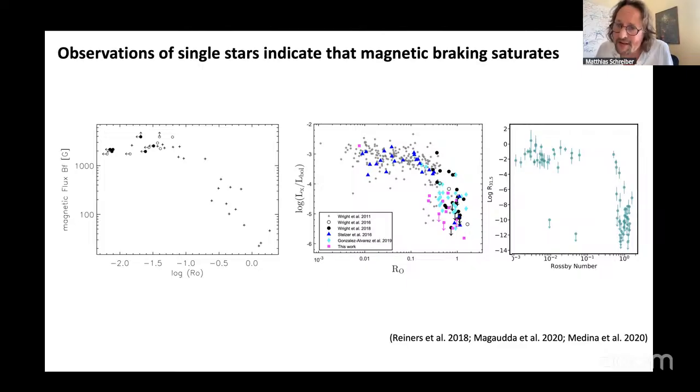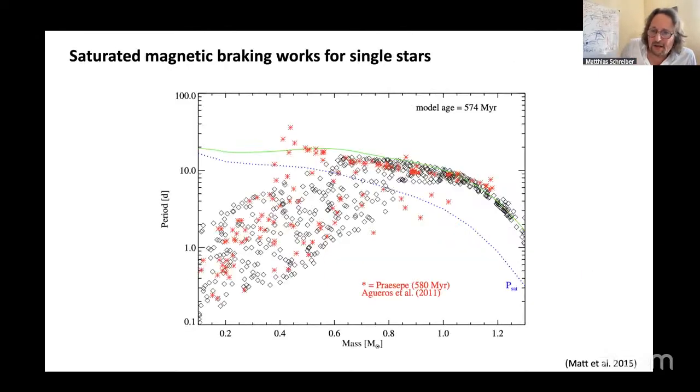So all activity indicators seem to saturate, and then the natural idea is, magnetic braking should probably saturate as well, because that's basically this stuff that is related to magnetic braking. So it's reasonable to assume, oh, maybe magnetic braking saturates as well. And saturated magnetic braking prescriptions are now leading in single star evolution, also in binaries, as we will see later. So magnetic braking saturates, and then actually it works quite well.